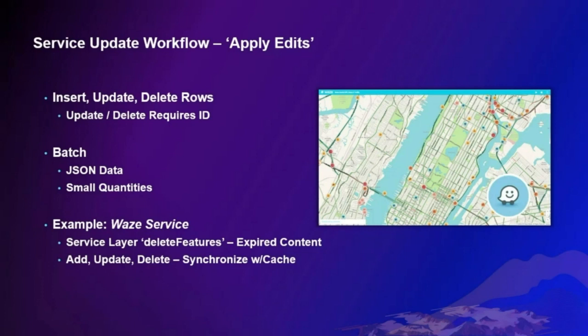It can be chatty because you're iterating through the data, or you're iterating through your updates. So you could make several, tens or hundreds of requests to make that complete, and you're passing basically raw JSON data back and forth, small quantity of records. And as an example, we have a Waze service that is maintained in this fashion. So we use the service layer deletes to remove expired content, and then we use the add update delete to synchronize with a local cache.